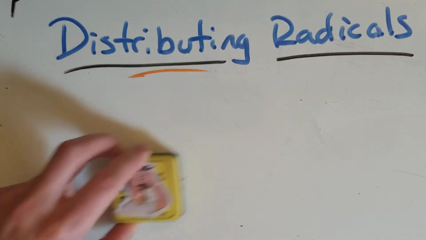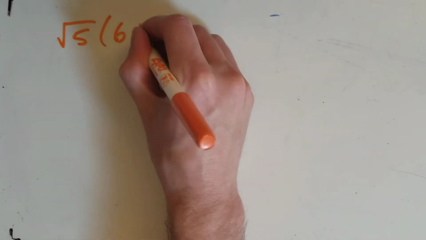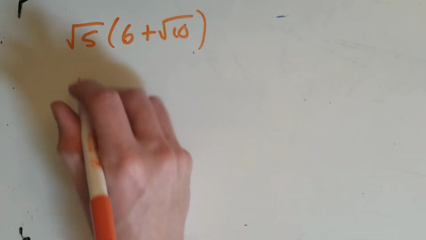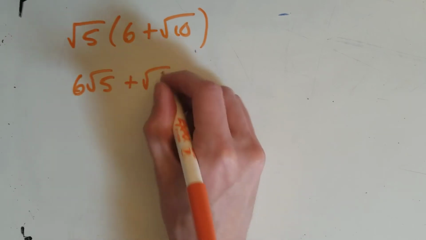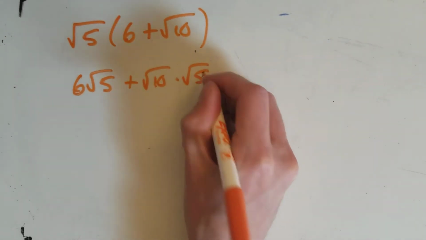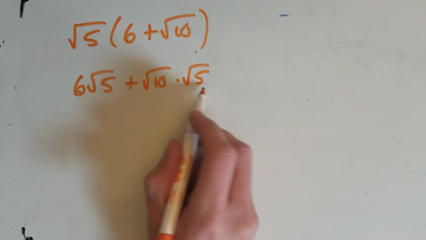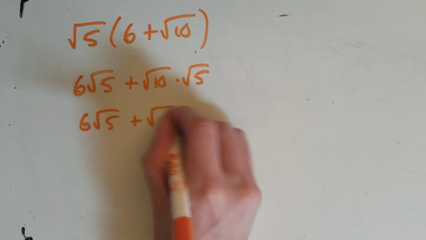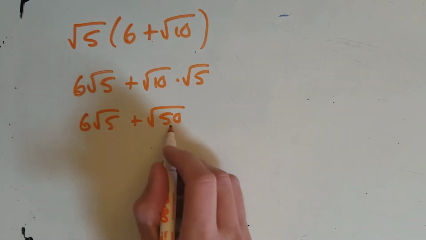Our second one, let's make some space. We have root 5 times the quantity of 6 plus root 10. So let's go ahead and distribute. We're going to have 6 root 5. Can't do anything there, so we're stuck. But we're going to have root 10 times root 5. You can either put them both under the same radical, or you can just multiply them together. So you could say 10 times 5 under the radical. I'll just go the route of saying it's root 50.